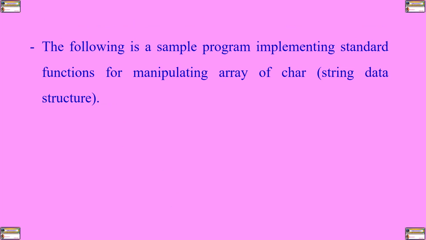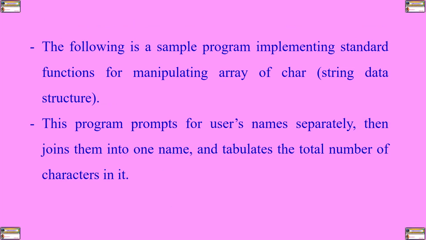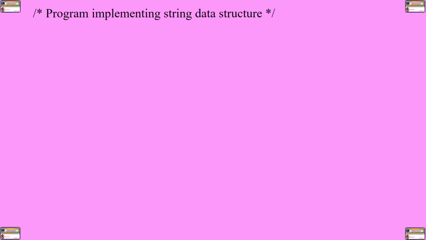So the following is a sample program implementing standard functions for manipulating arrays of char, or what we call the string data structure. This program prompts for users' names separately, then joins them into one name and tabulates the total number of characters in it. So we have the comment there. We have the preprocessor directive stdio there. And because we're going to make use of string functions, we have to include the string header file as a preprocessor directive.